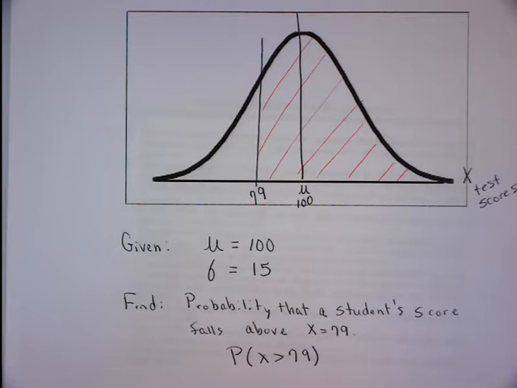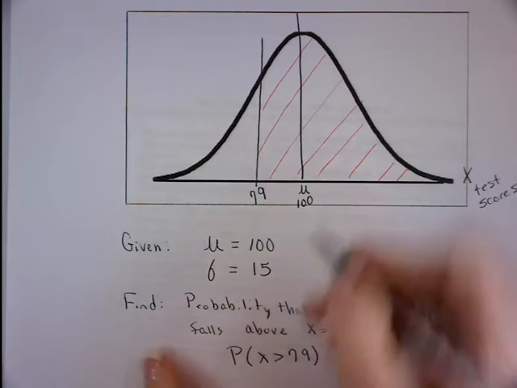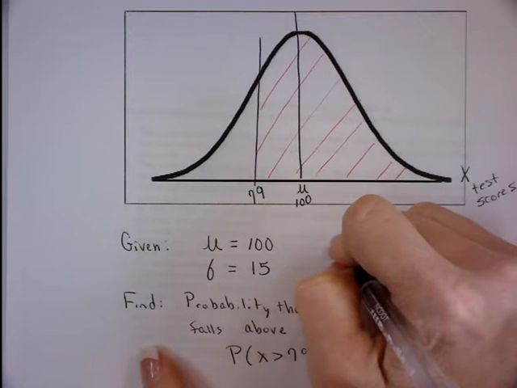So the next step, after you write down what you're given and what they ask you to find and draw the picture, you've got to change to z. I will say one more thing about what's given. Notice that we do not know the population size.